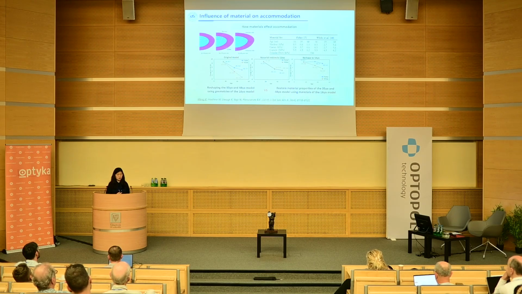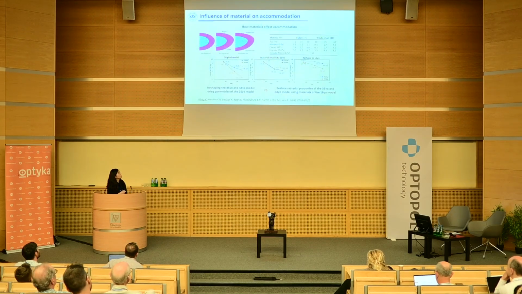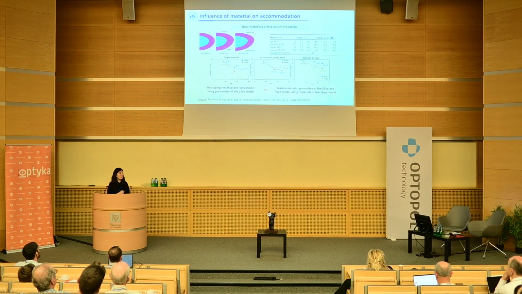The first one is to restore the two older lenses with material properties of the younger one. And the second approach is to reshape the two older lenses with the shape of the younger one and compute their resultant central optic power. And we found that both approaches can restore the accommodation to some extent, but reshaping the lens gives a more complete restoration.